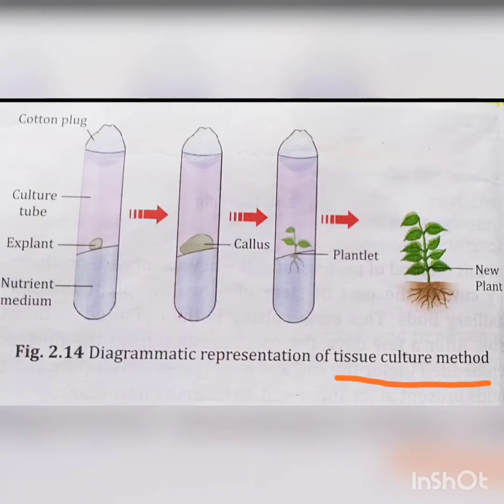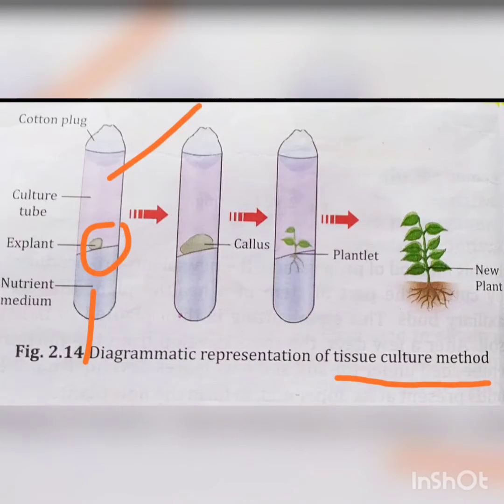Now, what is the method of tissue culture? The steps which are followed in tissue culture are as follows. We take a small piece of plant tissue from the growing tips of a plant, such as the tip of a root or shoot. The tissue is transferred into a test tube containing a suitable nutrient medium under sterile conditions. This medium contains plant hormones.